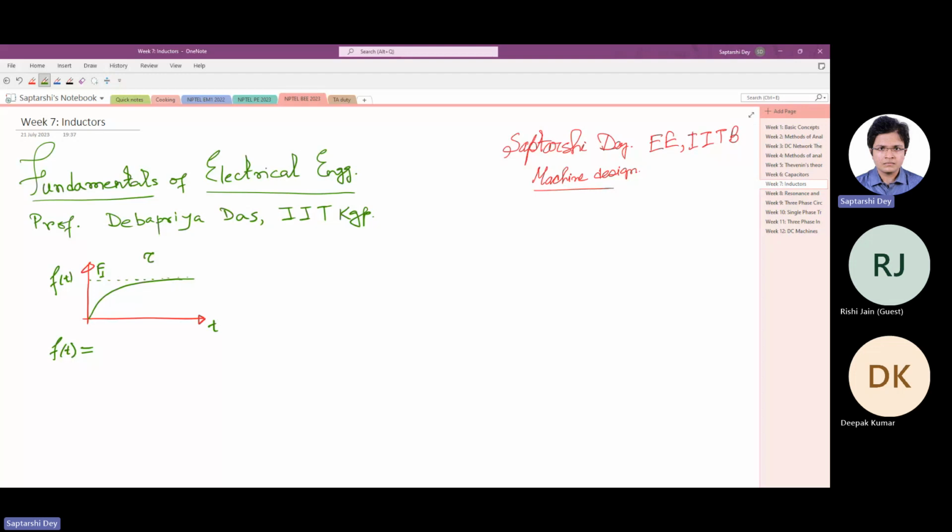Rishi, can you tell what is the equation of this curve? Deepak? Deepak, can you tell what is the equation? Rishi doesn't even bother to talk or unmute. Sir, I couldn't hear anything from you anyway.